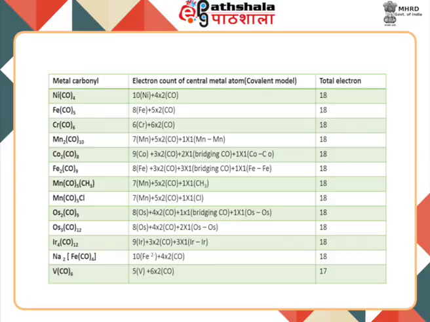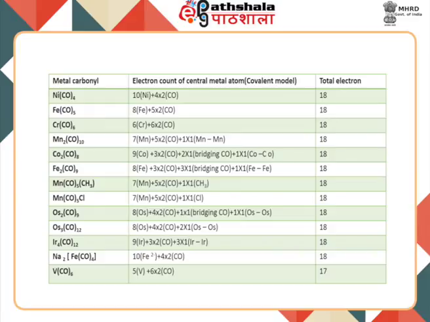Likewise, if we take a dinuclear complex such as dimanganese decacarbonyl, each manganese atom has 7 electrons, whereas 5 carbonyl ligands donate 5 electron pairs. 1 electron is contributed by the Mn-Mn single bond. So, the total number of electrons around each metal atom comes out to be 18.